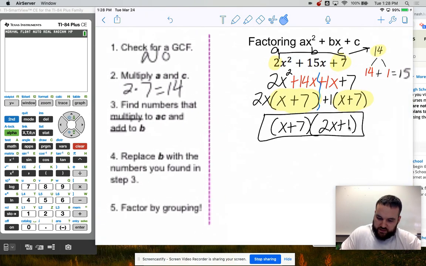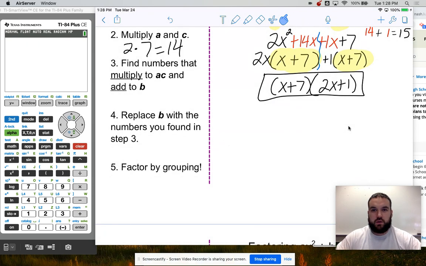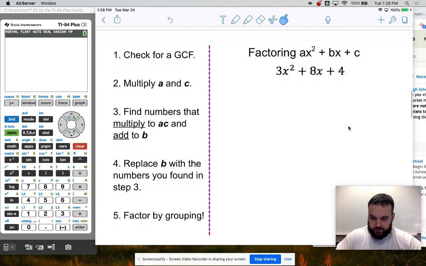So just to recap what we did, we checked for a GCF. We multiplied A times C. We then had to find what multiplies to that AC number and adds to B. And then we replaced B. We replaced the 15x with the 2 numbers that we found in step 3. And then we just did factor by grouping. Okay. Kind of a process. And if your head's spinning a little bit, that's fine. Repetition will get you there. So don't feel too overwhelmed right now.